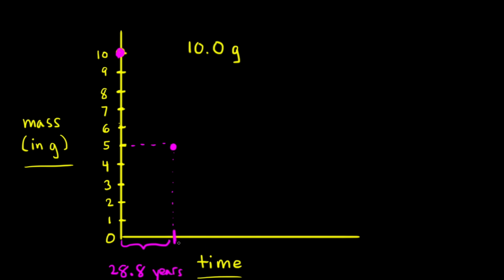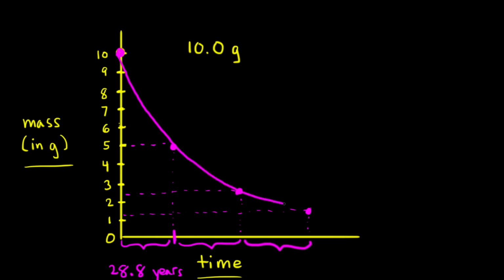If we wait another 28.8 years, we're going to go from 5 grams to half of that, which would be 2.5 grams. So the next point would be here at 2.5. If we wait another 28.8 years, we go from 2.5 grams down to 1.25, so approximately here on our graph. So this graph shows exponential decay.